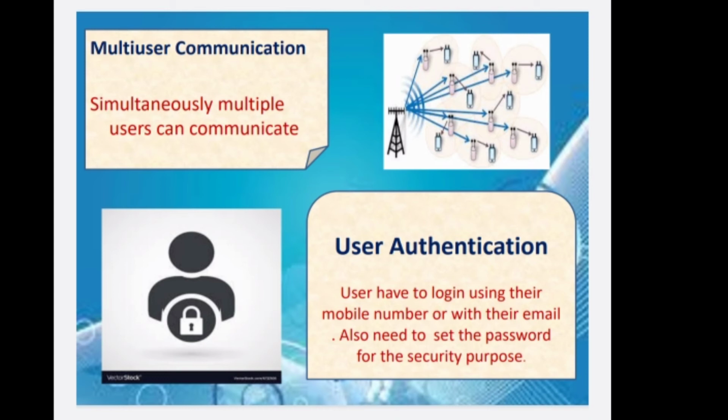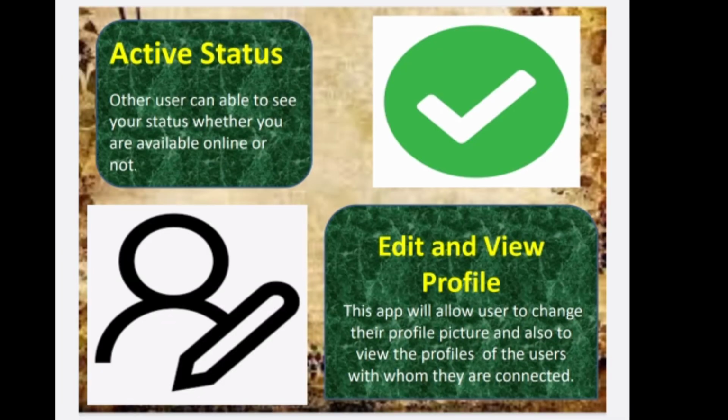The second feature which we are going to incorporate in our app is user authentication. That is, the user has to log in using their mobile number or their email. Also, the password which the user enters should be correct for security purposes, so that only authenticated users can use the app. The next feature which we are going to incorporate in our app is the active status. That is, other users will be able to see your status, whether you are online or not, and your activity status, how long ago you were online, and all these things.